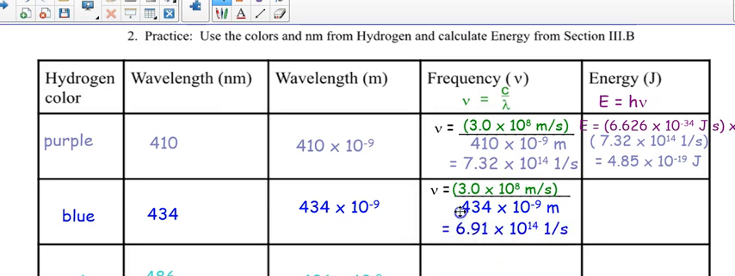Is that what you got? That's what I got. Hopefully you did that too. So now what am I trying to do? I'm trying to find the energy of that one photon.